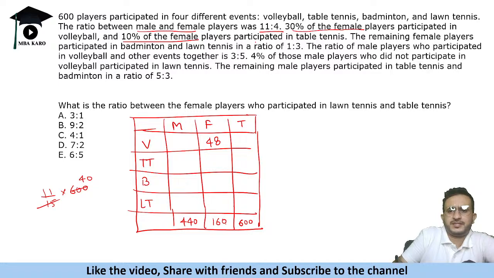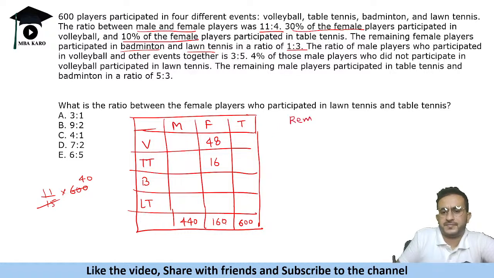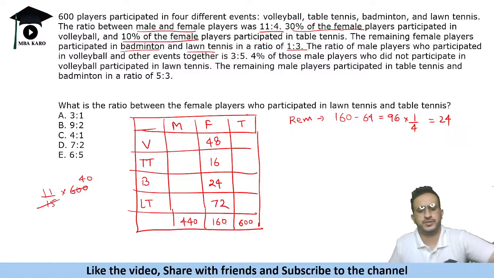10% of the female players participated in table tennis. So 16 here. The remaining female players participated in badminton and lawn tennis in the ratio 1:3. Remaining kitne? Remaining is 160 minus 64, which is 96. 1:3 है. So 1 out of 4 is badminton, 24 badminton, and 72 in lawn tennis. Okay, so this is done.